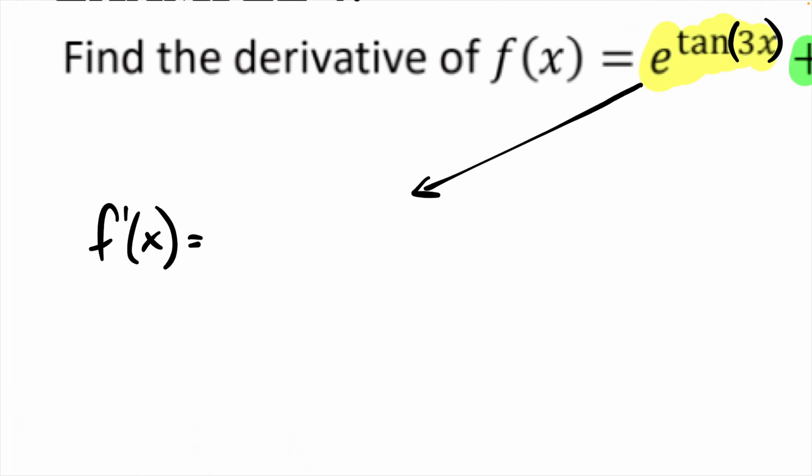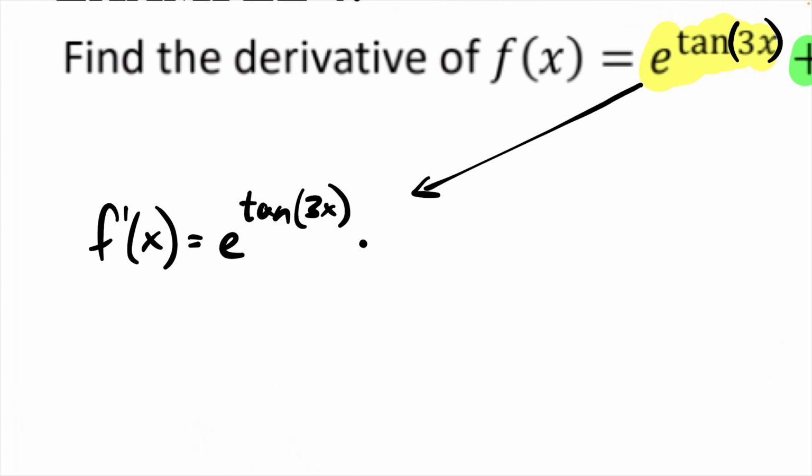So how do you find the derivative of anything e to a power? What's the first step? Rewrite. So let's rewrite it: e to the tangent of 3x. And then what do you do next? Derivative of the exponent. To find the derivative of the exponent, I'm going to have to use the chain rule because 3x is inside of tangent.